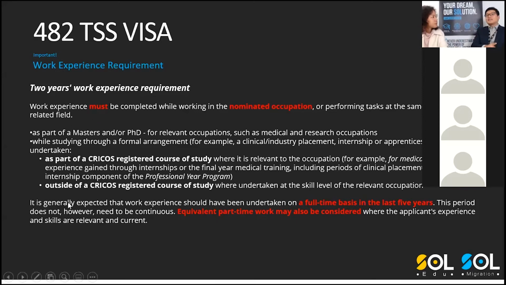A lot of people have asked about the work experience requirement for the TSS visa. It's totally different from the skilled visa requirement. Again, your experience must be 2 years within 5 years, on a full-time basis, 38 hours, but it doesn't necessarily always have to be full-time. We can calculate it on a pro rata basis. And you can still count your work experience done while you are studying.